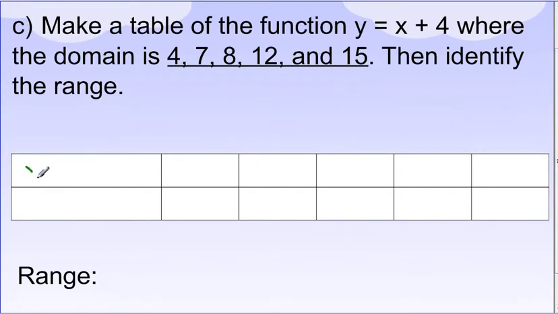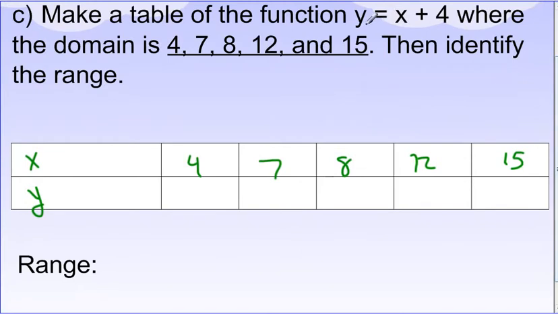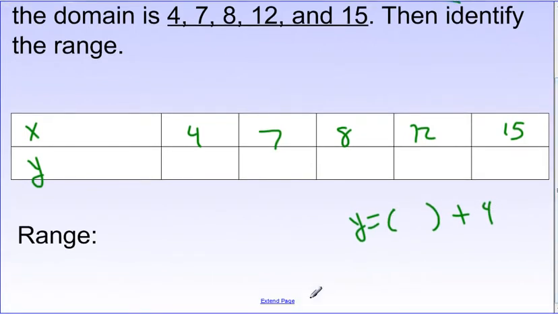Okay, so the x values and the y values. The x values are the inputs, the domain, which we said is 4, 7, 8, 12, and 15. The function was y equals the x value plus 4. So let's see, if we plug these in. If we plug in a 4 for the x value, y equals 4 plus 4 is 8. I'm not going to go through all of them this slow. 7 plus 4 is 11. Now, the rest we're going to do in our heads.